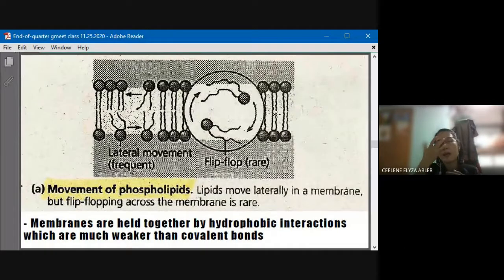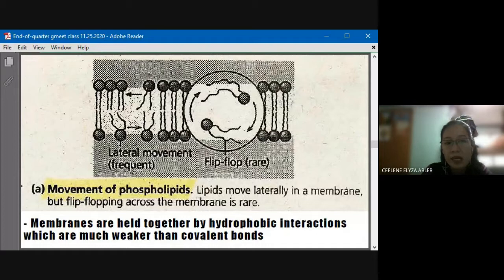So, halimbawa, meron kang membrane protein dito na portion, pero hindi mo siya mamumove dahil masyado siyang malaki. Okay, the one that will move actually is the phospholipids. Ito siya. So, ang common na movement ng phospholipid, class, to move around certain molecules or to move certain membrane proteins around is lateral movement. So, pwede siyang mag-move around.